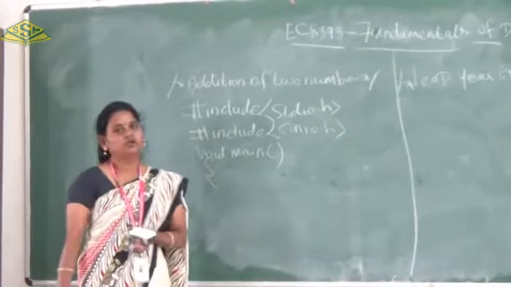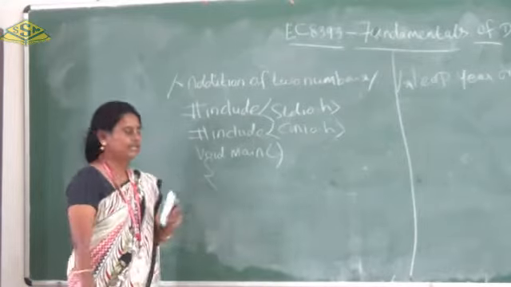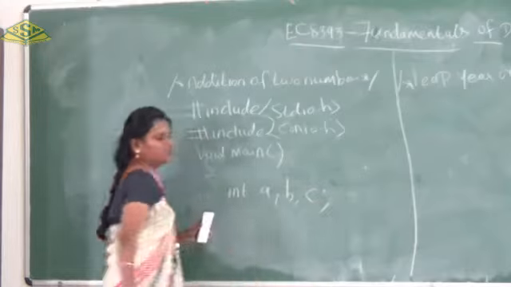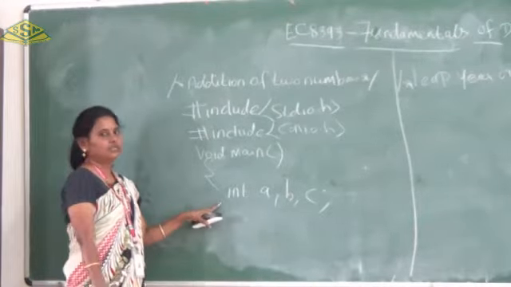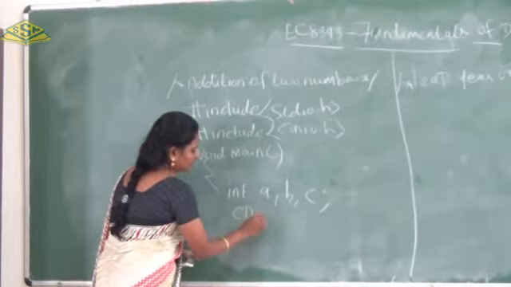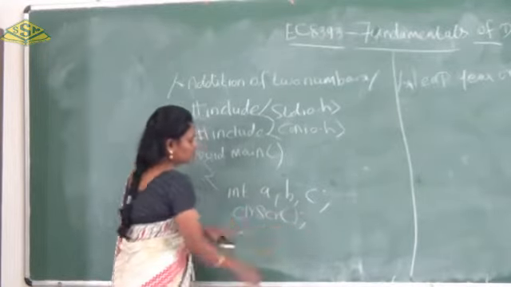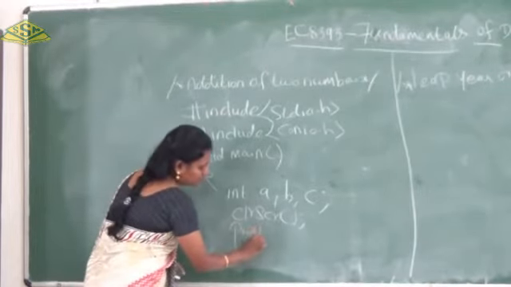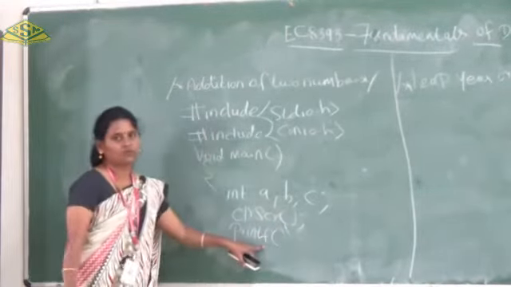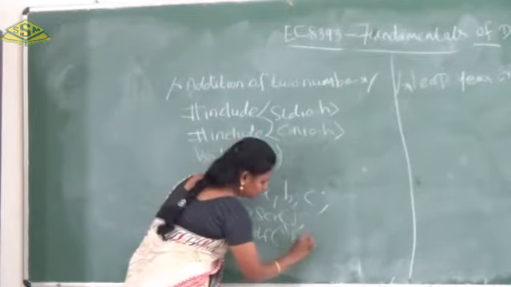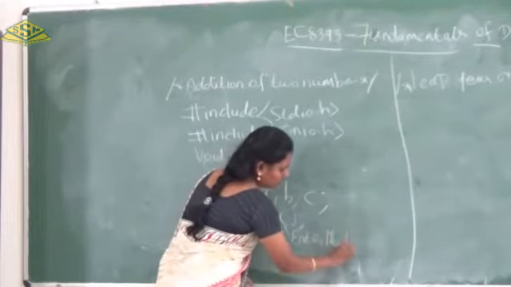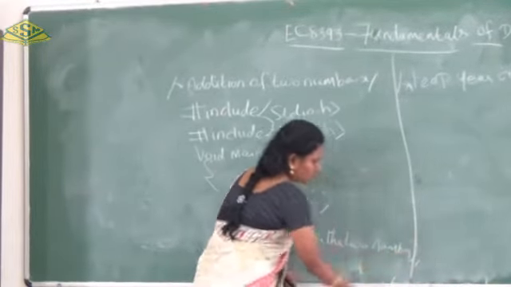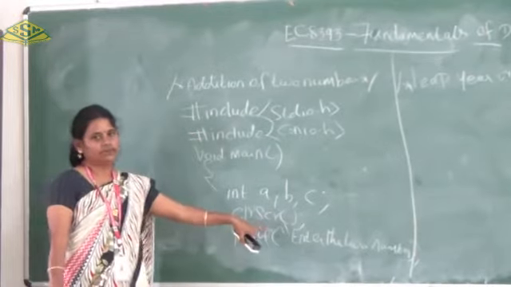Then what are the variables we are going to use? That is int a, b, c. After declaring the variables, we have to include clrscr. This is optional only. After that, we give a printf statement. Within double quotes, we give "enter the two numbers". The printf statement should end with a semicolon.